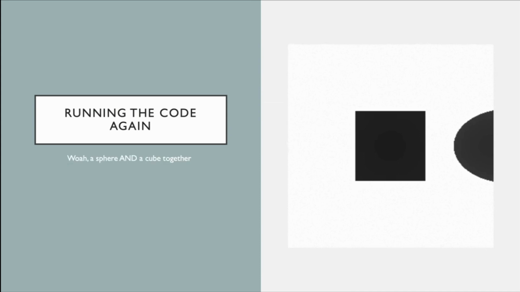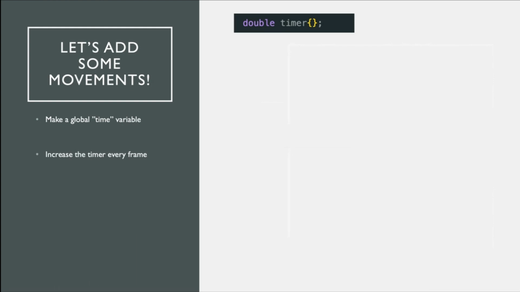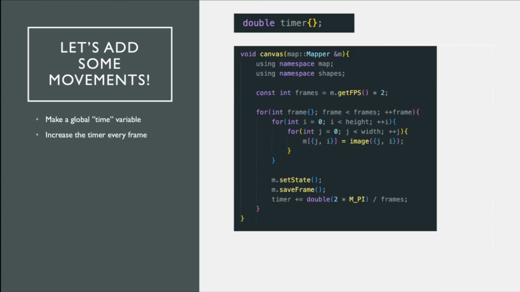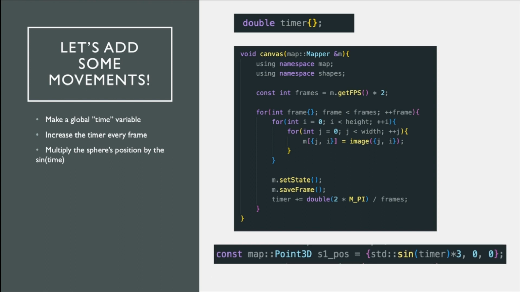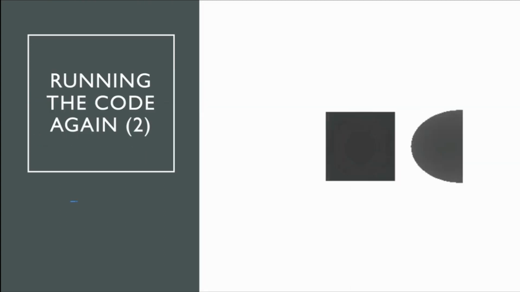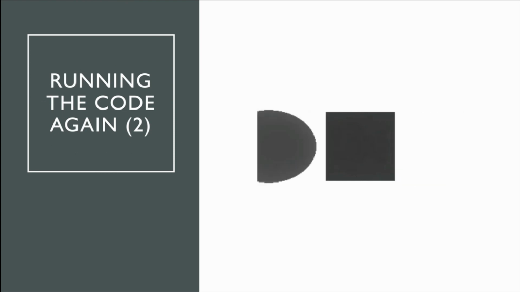Okay. So let's add some movement. We can just make a global variable, a time, and then every frame we can just increase the timer by however much amount we want. In this case, I'm adding 2 times pi divided by the frames, so that however many frames we have is just going to go full circle back to where it was. So 360 degrees basically, and then we just multiply the sphere's position by the sine of the timer, so that it goes back and forth across that x-axis. Question, Dave? Okay, so let's see how this looks. Kind of cool. You end up with something like this. Neat, right? I was blown away when I saw this first.